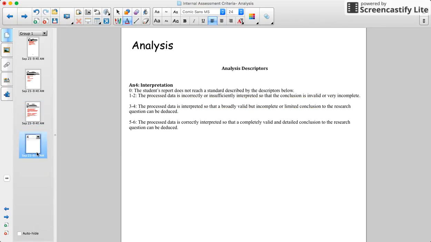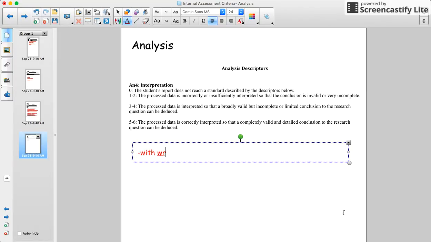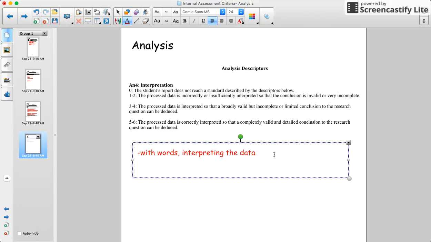Lastly, strand 4 is interpretation. The process data is correctly interpreted so that a completely valid and detailed conclusion to the research question can be drawn or deduced. So in this part, you're actually, with words, interpreting the data. Now, there's a lot of overlap with this strand and evaluation, which comes next, drawing conclusions from your data. But in this part, you don't necessarily have to answer the research question yet.